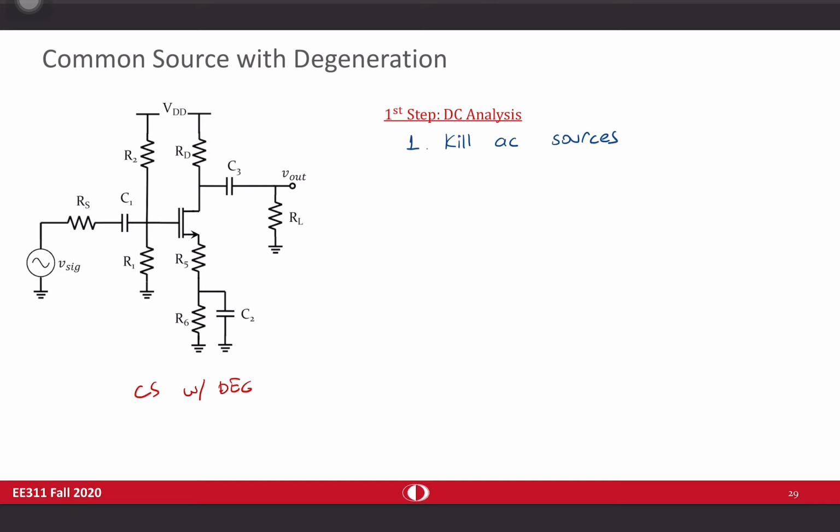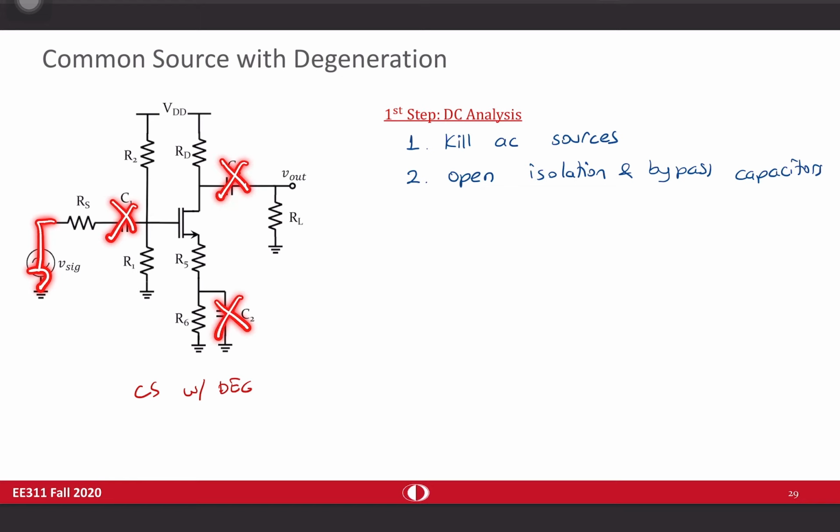And open isolation and bypass capacitors. Okay, and when we do that, this will be shorted, this is going to be open circuit, this is going to be open circuit, this is going to be open circuit. So the resulting DC equivalent circuit will be this one.